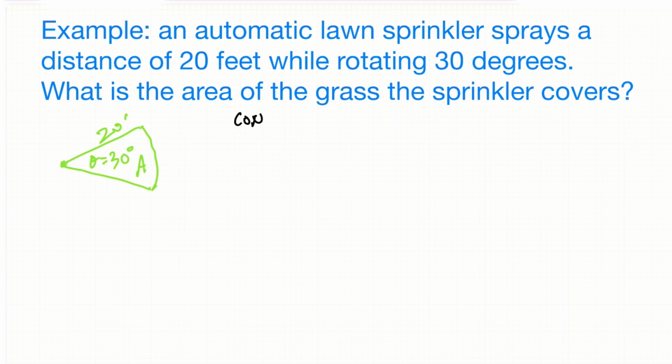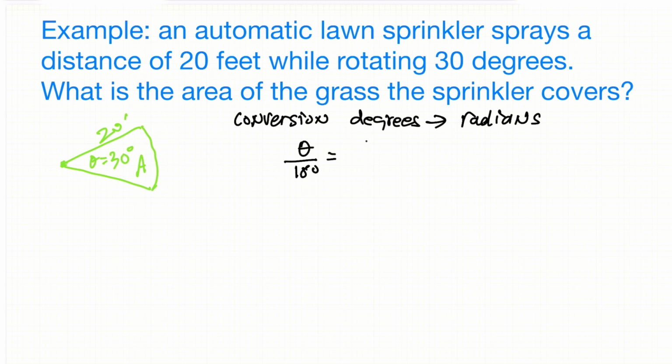So now our conversion. First of all, we want to go from degrees to radians, because we saw in the previous slide that we need everything in radians to calculate the area. So our conversion formula is theta in degrees divided by 180 is equal to the radians divided by pi. So there's basically our conversion formula. Let's substitute in our numbers. We know theta is 30 divided by 180, and theta r is unknown. That's in radians. Now we can cross multiply.